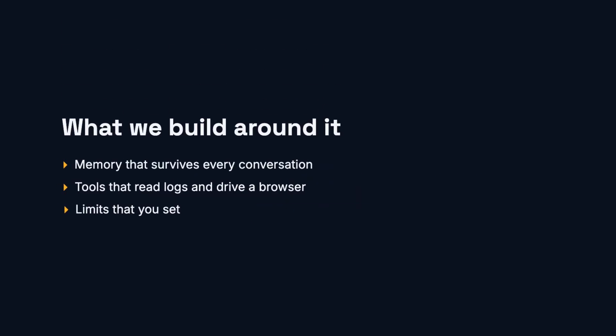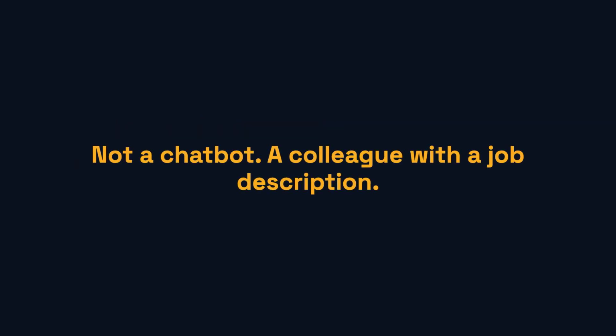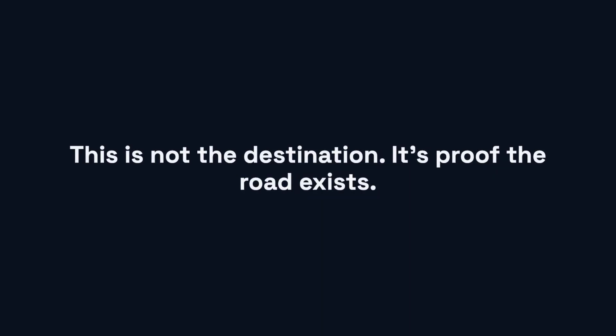A model with memory, real persistent memory that survives across every conversation, is a fundamentally different thing than a model without it. A model with tools that can look at your infrastructure and read logs and drive a browser is a different thing again. A model that runs inside a governed system where it can act, but only within limits you set. That's not a chatbot at all anymore. That's a colleague with a job description. That's what we're building. This little 3 billion parameter model writing sentences on my desk is not the destination. It's the proof that the road exists.